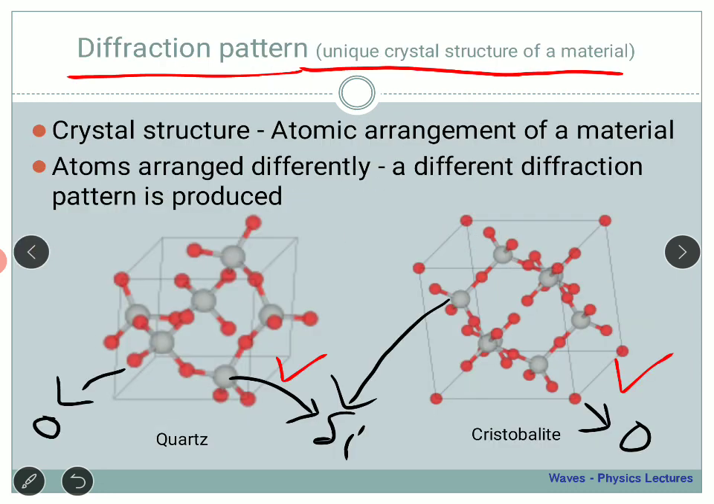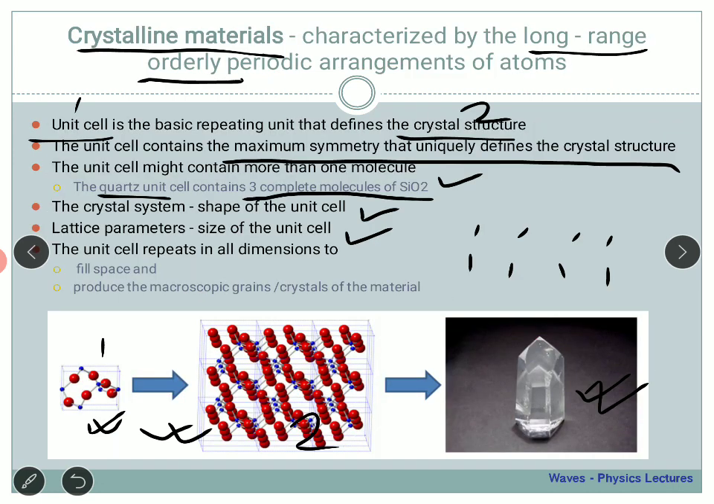We have more diagrams later, I think I can show you there. You know what lattice parameter and crystal system are, you already know about these things. But if we repeat this unit cell in all dimensions, we can actually fill the space, which will make the crystal structure. And it will produce the macroscopic grains or the crystals of the material. Okay, so this is very simple.